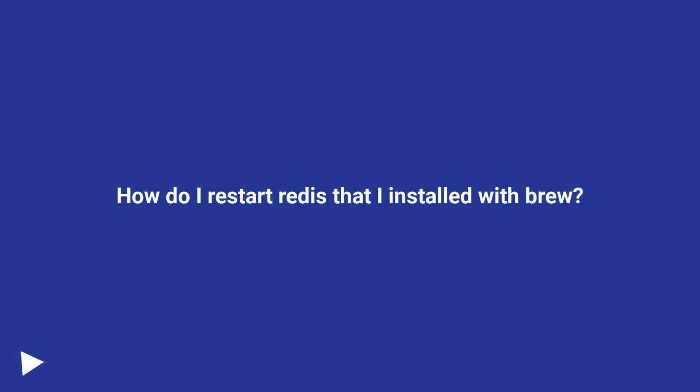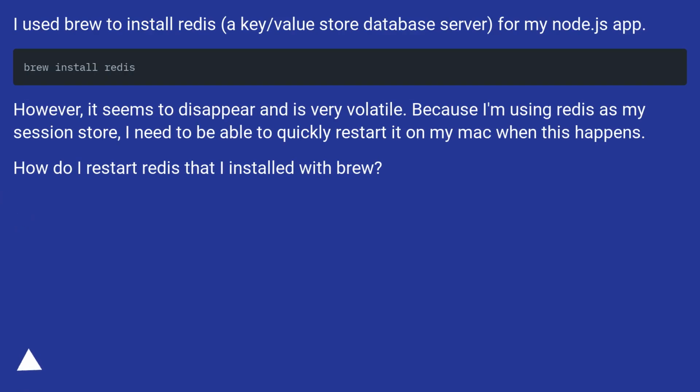How do I restart Redis that I installed with brew? I use brew to install Redis, a key/value store database server, for my Node.js app. However, it seems to disappear and is very volatile. Because I'm using Redis as my session store, I need to be able to quickly restart it on my Mac when this happens. How do I restart Redis that I installed with brew?